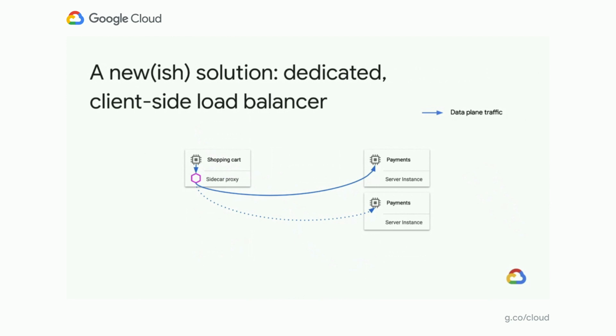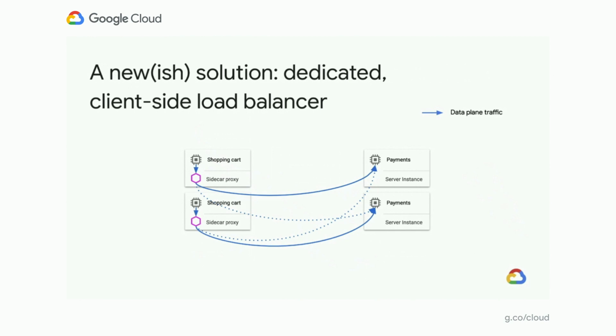On the left-hand side, you see an individual instance of that shopping cart. It has its own sidecar proxy that only has logic for the shopping cart routing, for load balancing for the shopping cart. If you want to scale up and you have another shopping cart instance, well, that has its own sidecar proxy. And so both of those can independently load balance between your payments backends. If one shopping cart instance or one shopping cart instance's sidecar proxy misbehaves, the other one is unaffected.